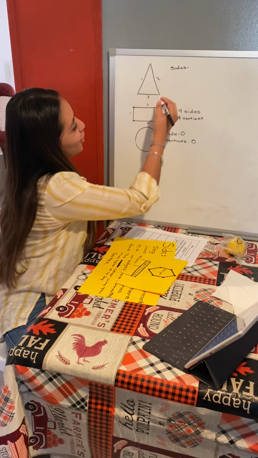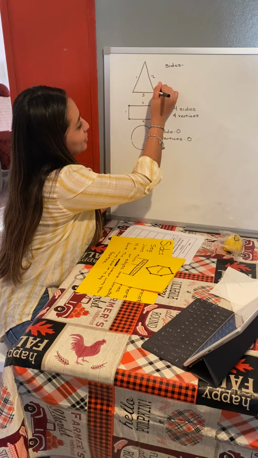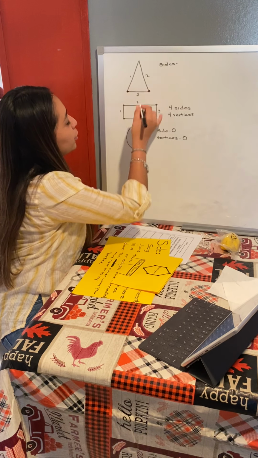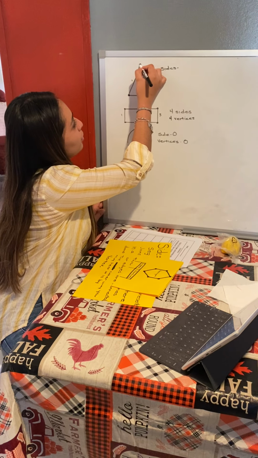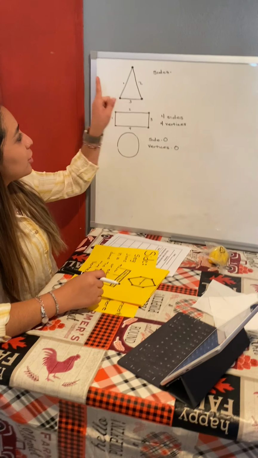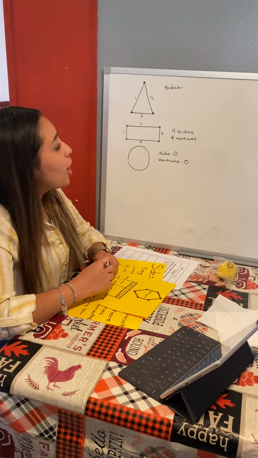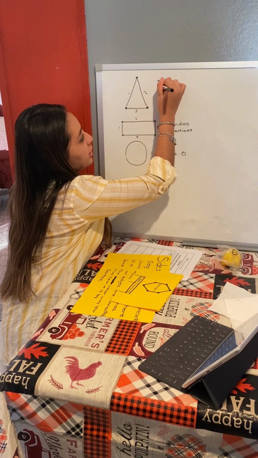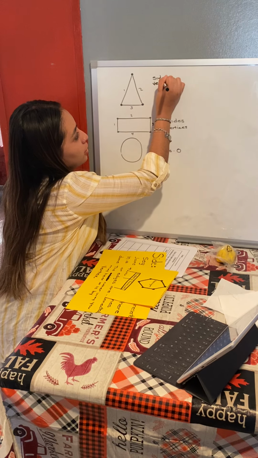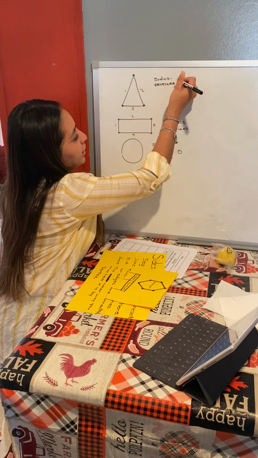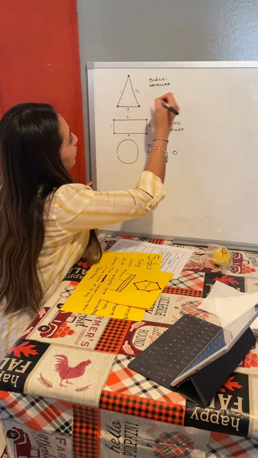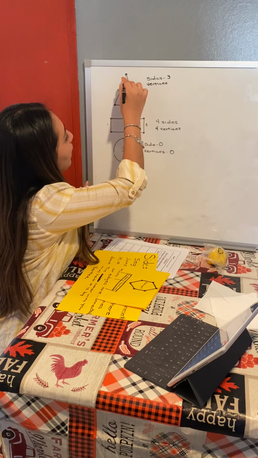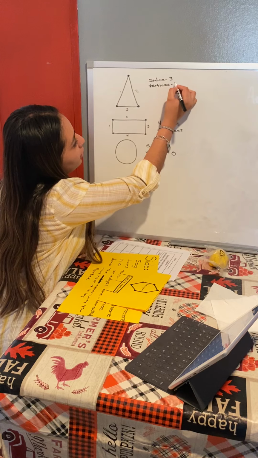It has 3, correct. I heard someone say it. So there's 1, 2, 3. So a triangle has 3 vertices. So we'll write down vertices here. And we said there's 3 sides and 3 vertices.